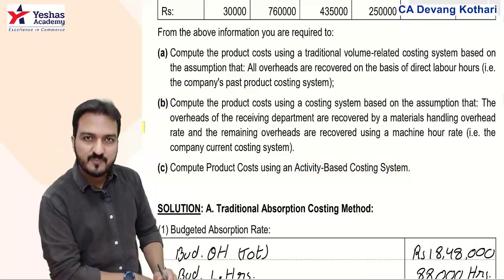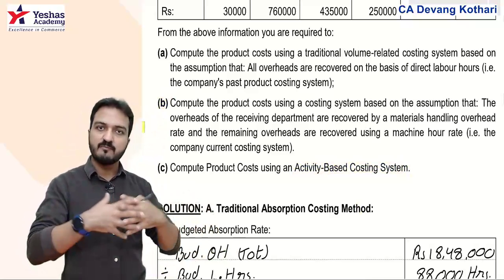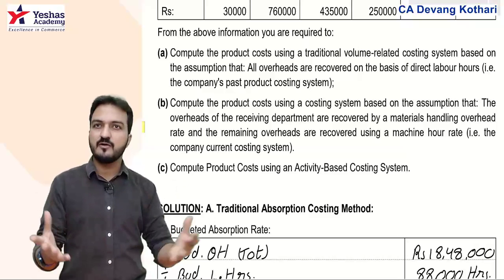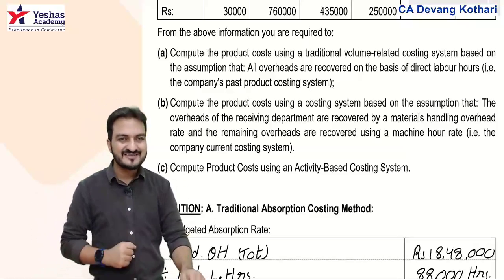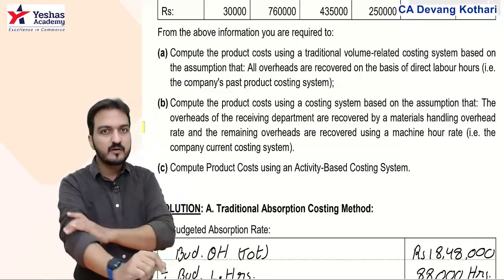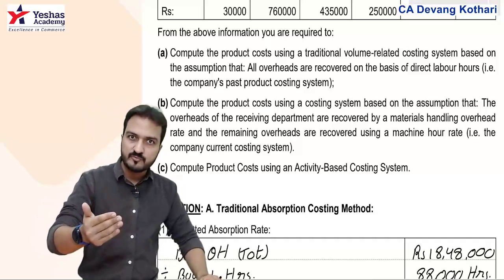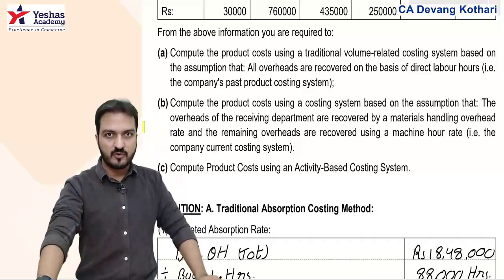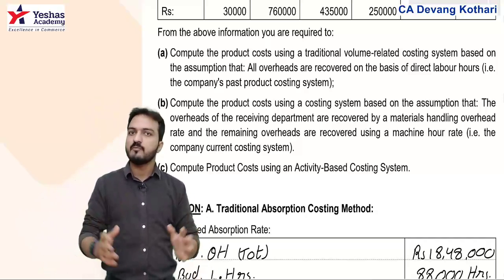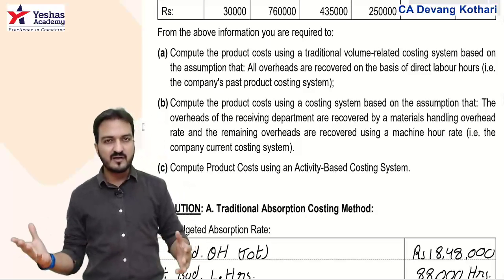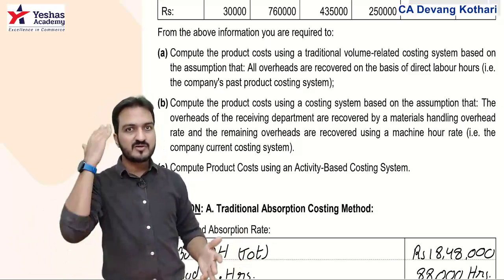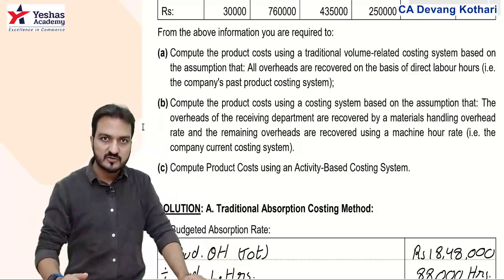Part B is basically asking you a mixture method. It is a combination of ABC method and the traditional method. Look, traditional method says that you make a single absorption rate for all overheads. ABC method says that you make separate absorption rate for every component of cost. Well, if you make a separate absorption rate for every single component of cost, then don't you think it will be a very time consuming method? So many different rates you'll have to make because there can be hundreds of components in my cost.